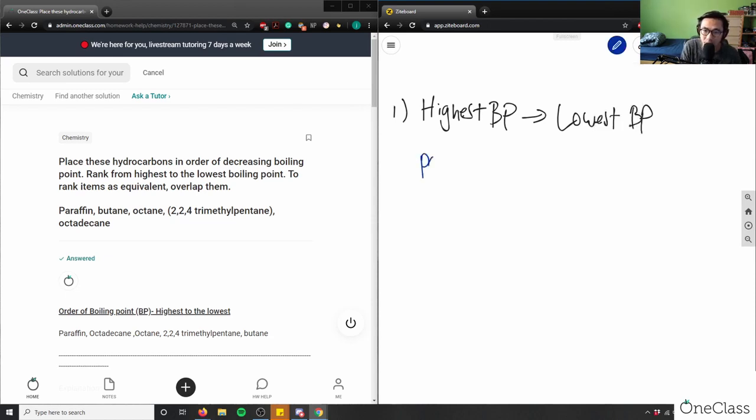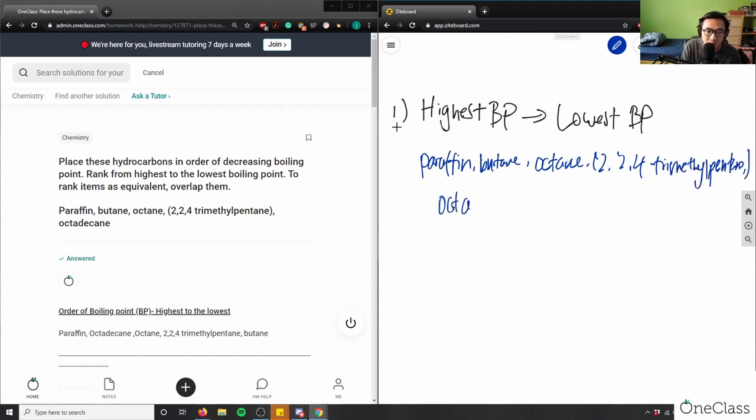So we're given paraffin. We're given butane, octane, 2,2,4-trimethylpentane, and then we're given octadecane. Okay, so let's look at these ones here, and let's look at the structures of this. So for paraffin, this is a common name.